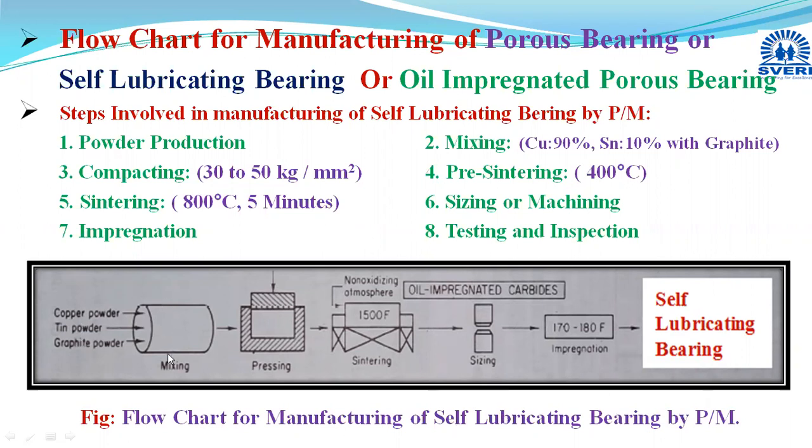This is the symbol for mixing, the symbol of a rotating drum or a mixer. Then this is the symbol for the pressing or compacting operation, punch and die cavity. And this is the sintering, heating in the furnace, and this symbol is given. Now while conducting the sintering, the sintering is conducted in a controlled environment. It may be a reducing environment or a neutral environment. Then sizing or machining, the symbol will be like this.